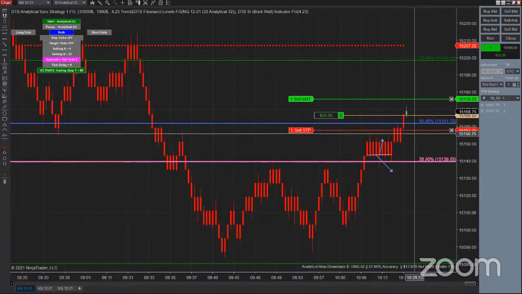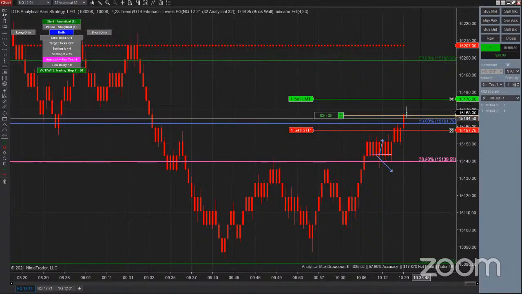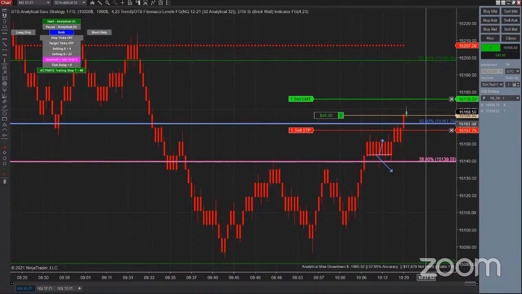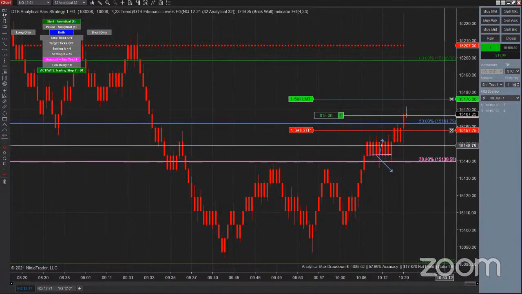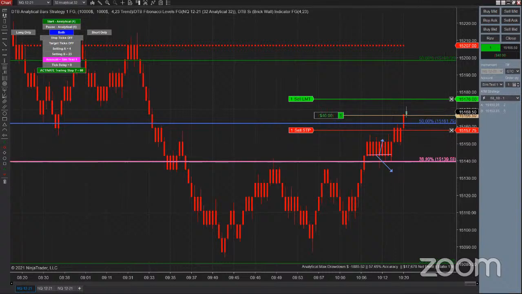So maybe we should have waited one extra bar for a proper confirmation, but look at that. That's a 50-50 risk reward type of trade where the price has confirmed a breakout and then may go up.